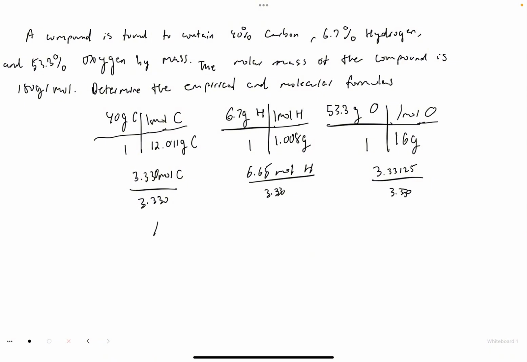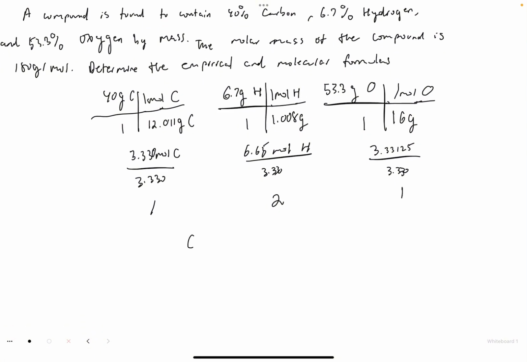So there's going to be 1 carbon. For the amount of hydrogen, it's going to be around 2. And for the amount of oxygen, it's going to be incredibly similar, which is just going to be around 1. So carbon, 2 hydrogens, and oxygen. So that would be the empirical.